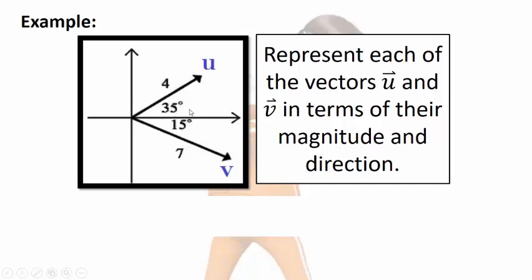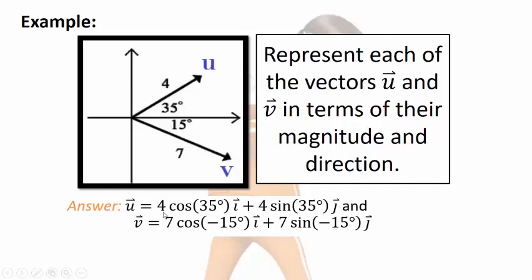I can substitute into that form I had earlier. Similarly with v, so that we have u is equal to the magnitude of u times cosine of that angle times i, plus 4 sine of that angle times j. So 4 cosine of 35 represents the horizontal change, 4 sine of 35 represents the vertical change. Similarly with v, you'll notice that because that was 15 degrees between the positive x-axis and the vector v, we used a negative 15 for my angle. And similarly, here's my horizontal component and my vertical component.